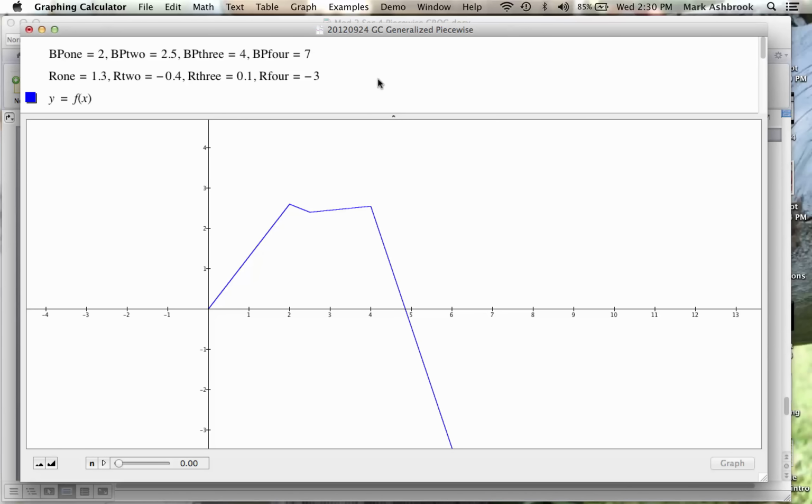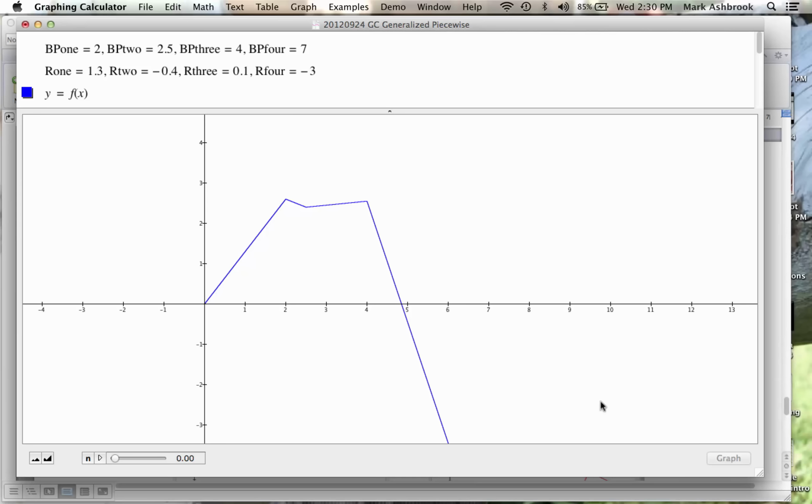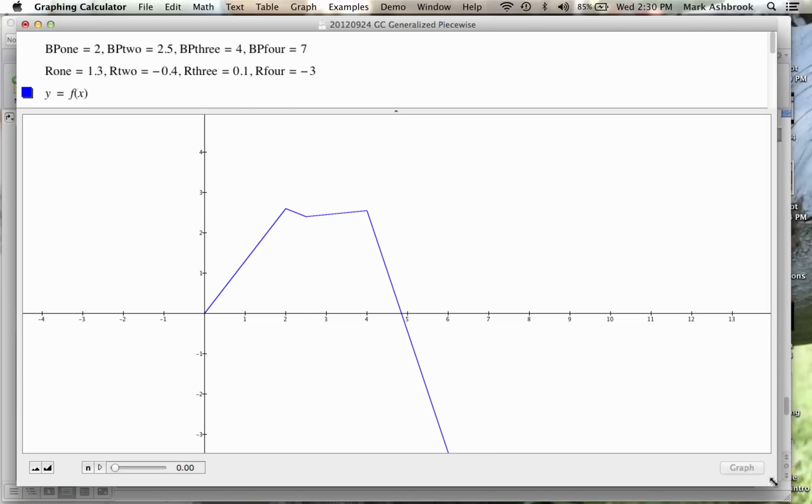Okay, I wanted to give you some explanation and a demonstration of the GC file that you're creating for homework on Friday. And so here's what it looks like. Your first line defines these parameters here.